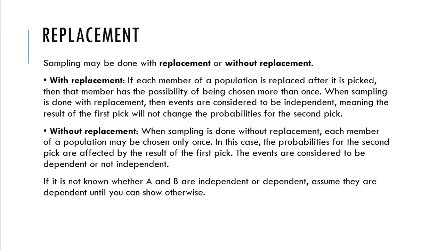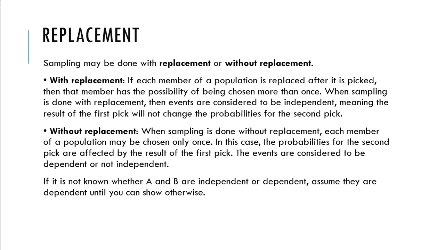Replacement: sampling can be done with replacement or without replacement. Replacement means each member of the population is replaced after being picked, so that member has the possibility of being chosen more than once. When sampling is done with replacement, the events are considered to be independent, meaning the result of the first pick won't change the probability of the second pick. That's like if I'm going to give away 5 prizes, and I draw my first winner and they win a prize. But instead of putting that winner to the side, I put their name right back into the pot and they have a chance of getting chosen again.